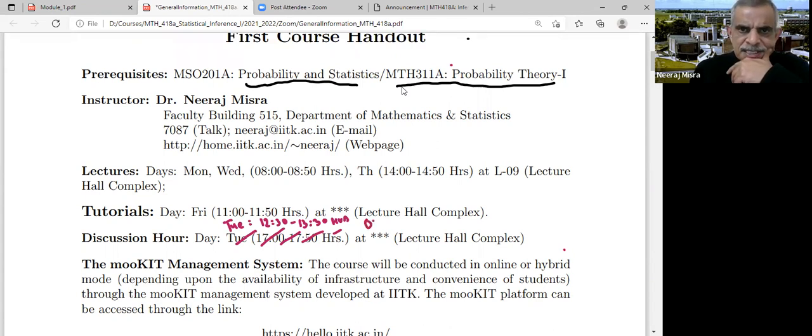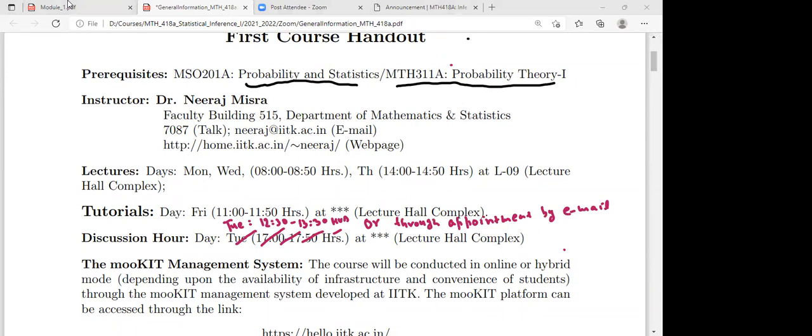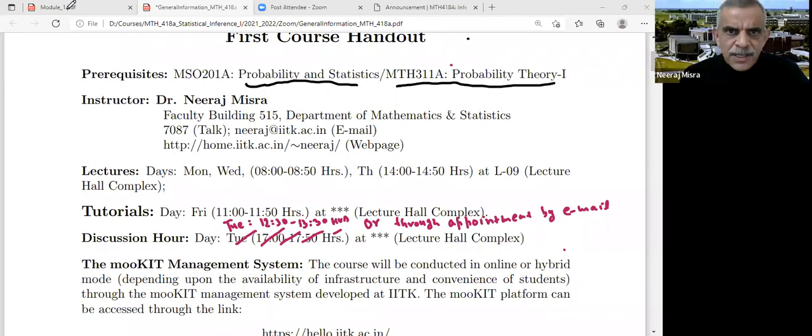So let me write down. During this time I will certainly be available, or it is through appointment by email. You can fix up an appointment with me, and I will be glad to clarify your doubts. Let me see, I see some chats. So Sagar is saying that he has a class from 12 to 1:50, but his FCH is not released. That's okay. So Sagar, whenever you feel like, you can always write to me.